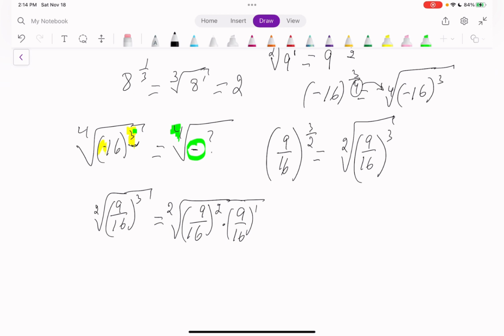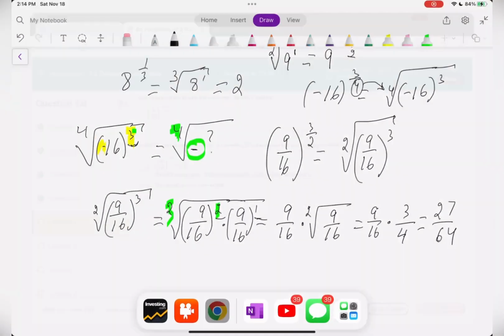Why did I break it down like this? 2 and 1 is still 3, but I broke it down because I have 2 here, and I made sure I have 2 here also. Which means clearly from these 2 and 2, 9 over 16 comes out. And I will have left square root of 9 over 16. Well, 9 over 16, this means multiplication. Square root of 9 is going to be 3. Square root of 16 is going to be 4. Therefore, we get 27 here, 64 here. 27 over 64.